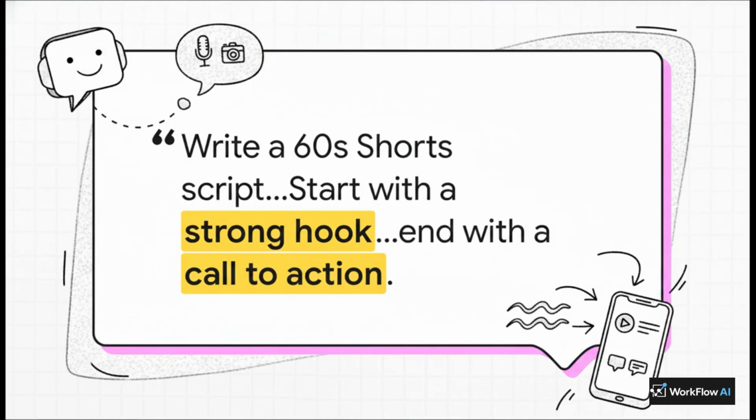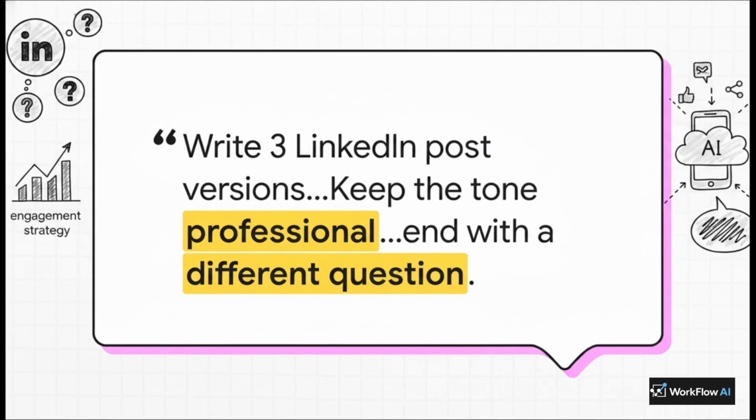When you're ready to turn an idea into a script, this is your go-to. It builds the entire structure right into the prompt, the hook, the simple language, the call to action. It forces the AI to think about a beginning, a middle, and an end. And for social media, this prompt is just fantastic. It asks for multiple options, it sets the tone, and it builds that engagement strategy in from the very beginning.